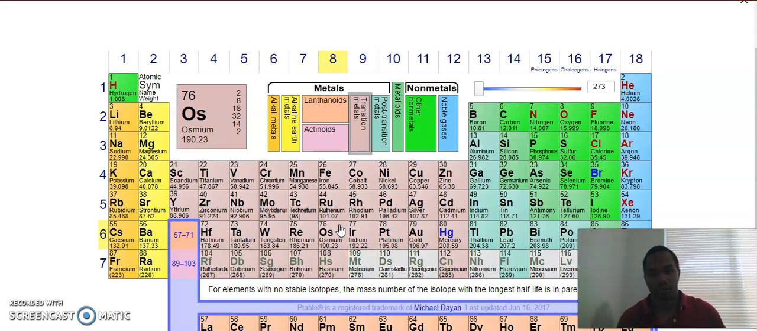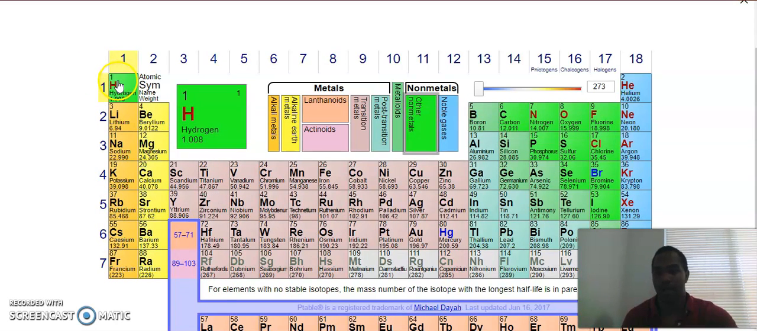Let's go over how to find protons. In a previous video, you learned that atoms have different subatomic particles: protons, electrons, and neutrons. The periodic table organizes the different atoms according to the number of protons. Let's take a look at hydrogen. Hydrogen's protons is 1.